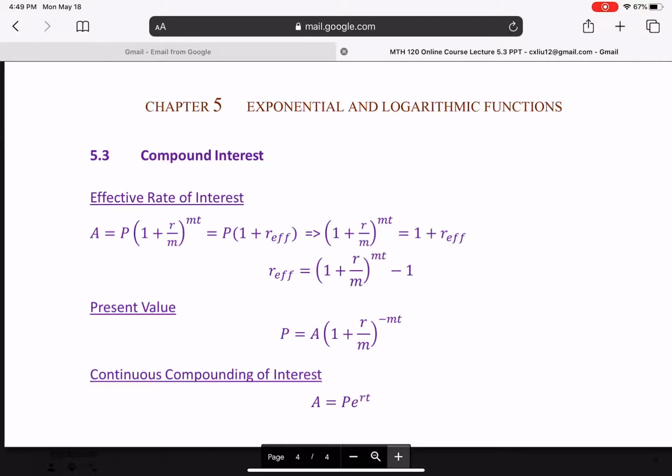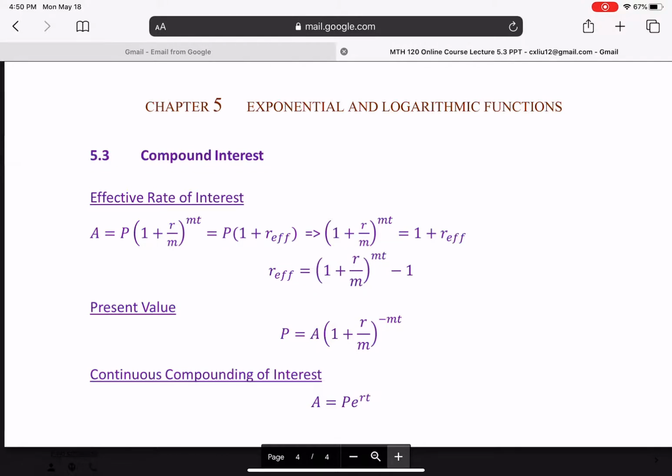So we can write A equals P times (1 plus R effective), and say that is equal to P times (1 plus R over M) to the MT. We can easily solve for R effective to be (1 plus R over M) to the MT minus 1.